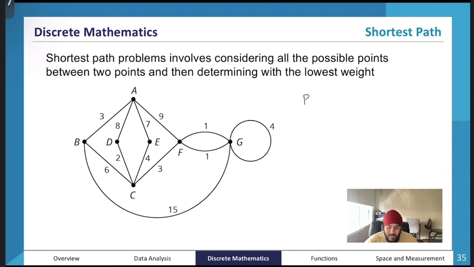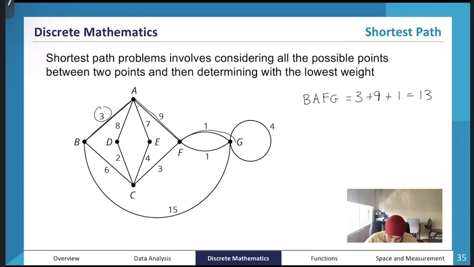Let's take the weight as the distance in kilometers. So if we went from B to A to F to G, that would be what? It would be 3 plus 9 plus 1, which comes out to 13.